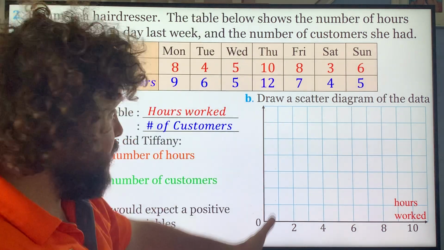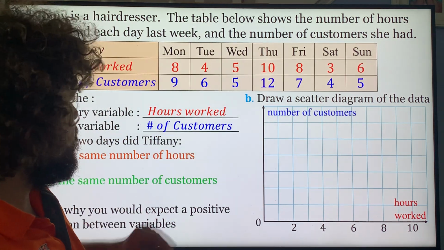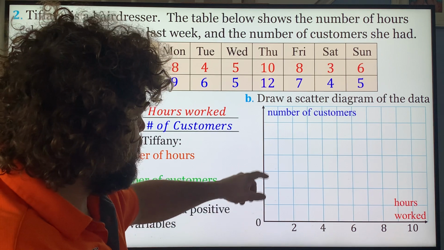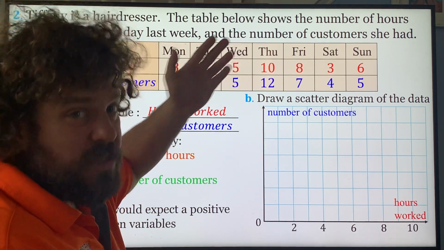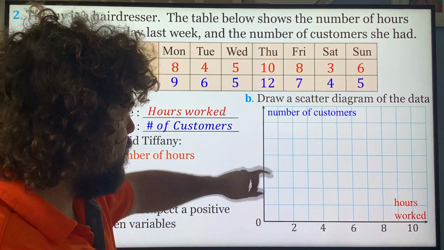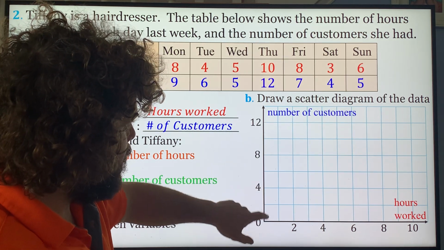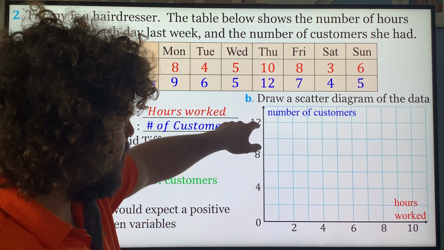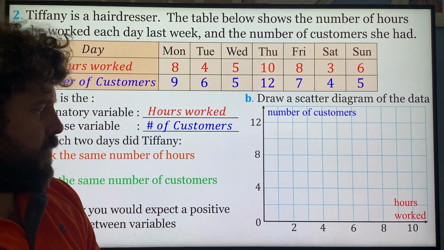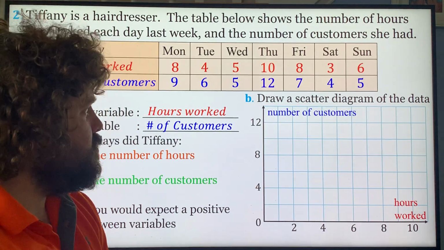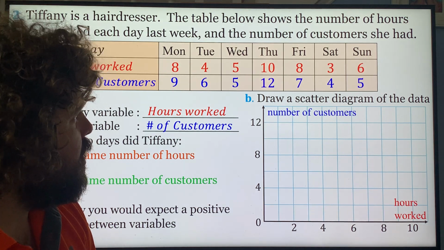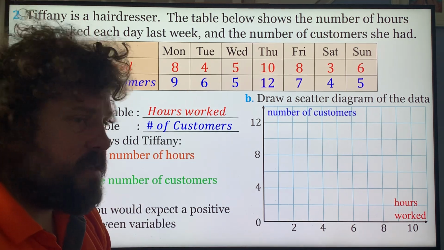Vertical is my dependent. That's the number of customers. 0 to 12. 1, 2, 3, 4, 5, 6, 7. So I don't have 12 lines, so I can't go up by ones, but that means I can go up by twos. 2, 4, 6, 8, 10, 12, and so on. You can fill these all in if you want. I just did every other one, just so it wasn't cluttered. All right. I want you to draw the rest of the scatter diagram.